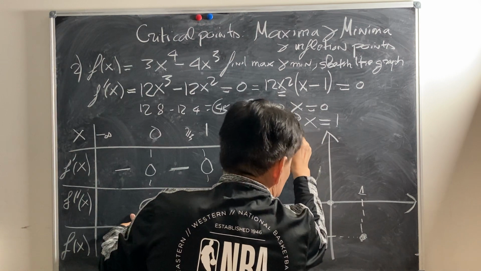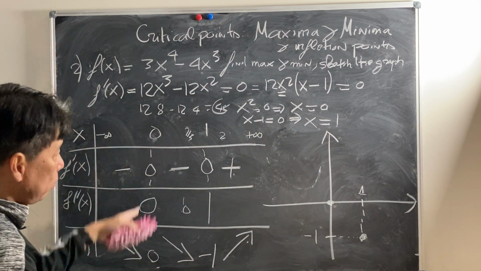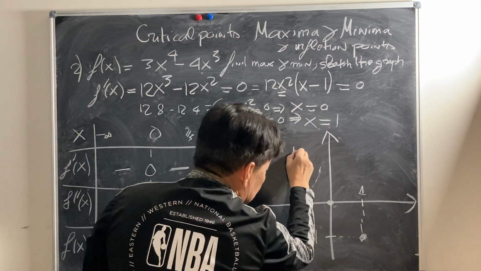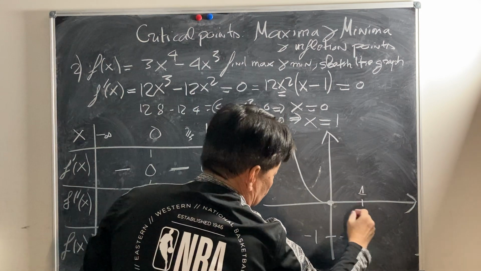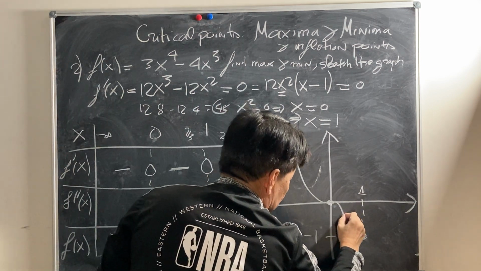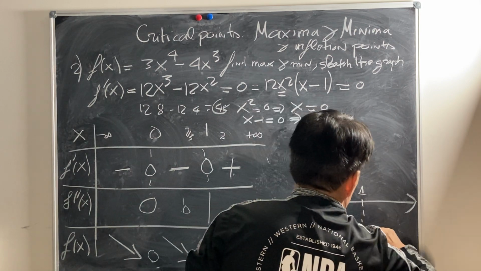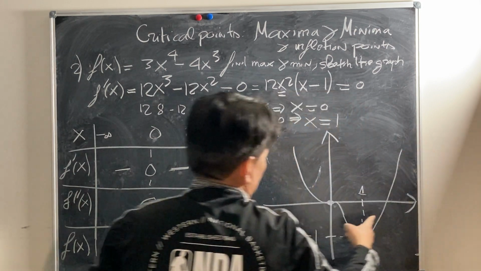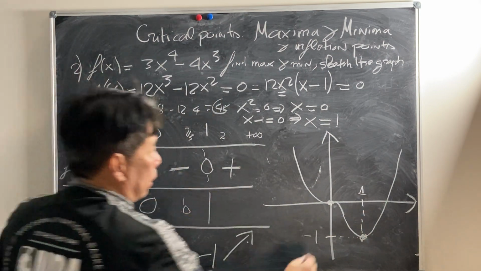So the first part, from negative infinity to 0, the graph goes like this, and then it goes down, and it goes up. It will intercept at the point right here. We don't know what that is.